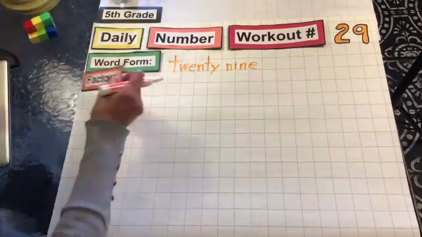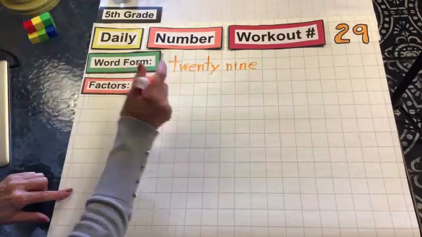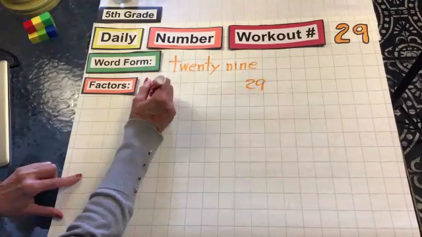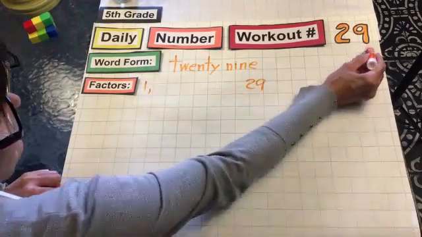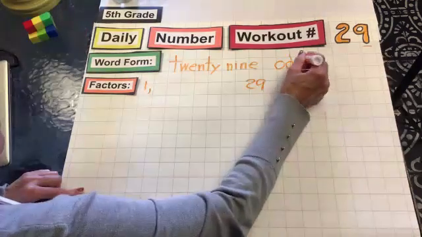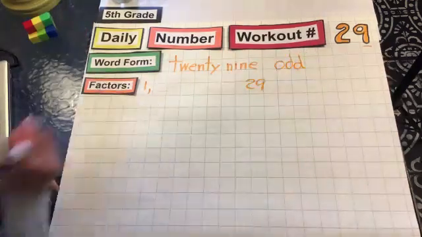Let's start off with our factors. So we know it's 1 and 29. Does 2 go into 29? Well, it ends with a 9 and that's odd. So this is an odd number. So write odd up there. So 2 doesn't go in.